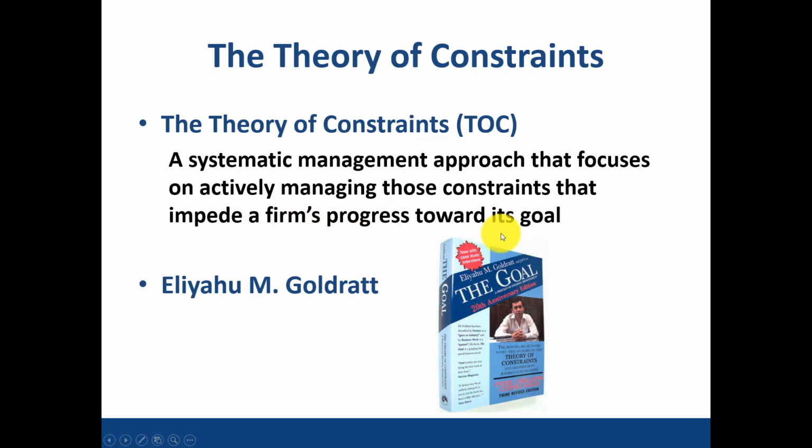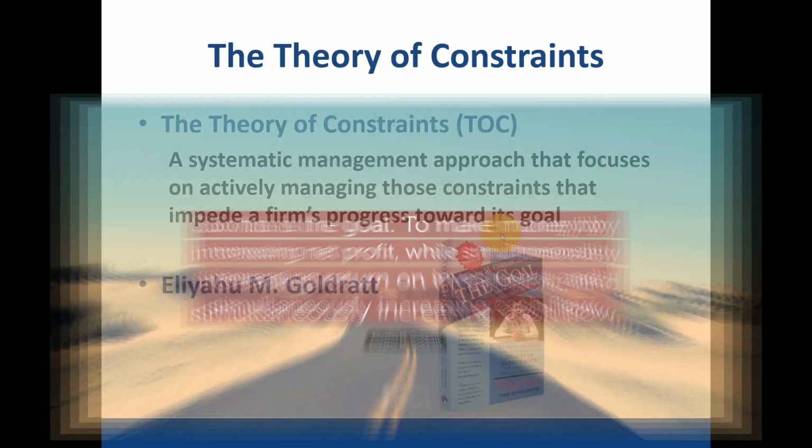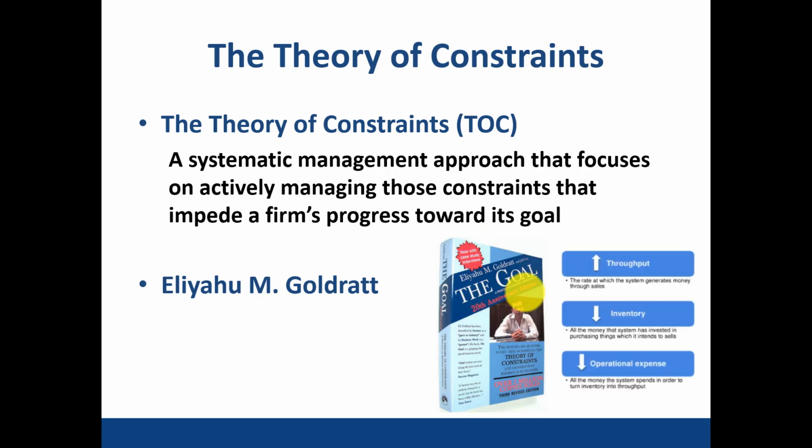that impede a firm's progress towards its goal. And by the way, here's a spoiler, sorry for that. The goal for the firm is to make money. That's the reason why this book is called The Goal. And money in this book, in this perspective, is measured as throughput, as a flow, the rate of money that enters the company. So every effort that you are doing in improving a company should be in favor of improving that money flow that enters the company.